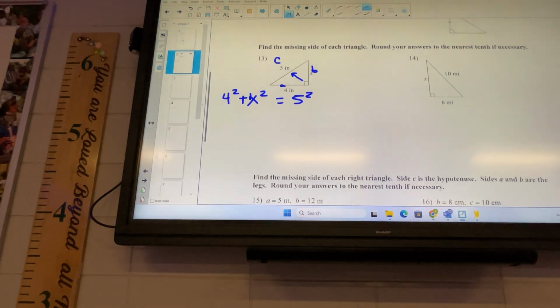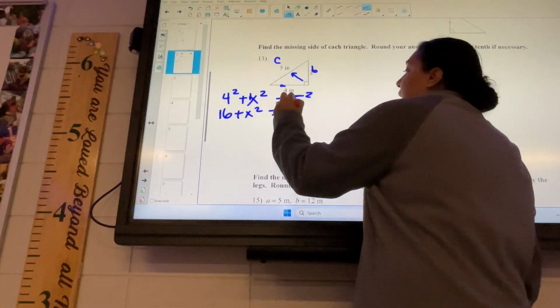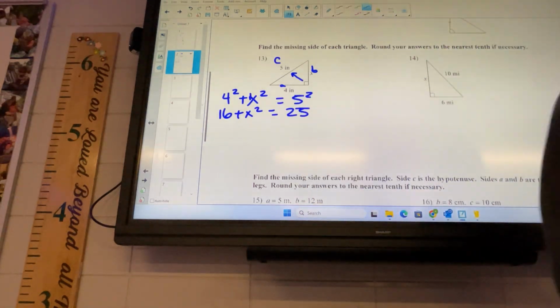I know you're tired. We're almost done. We just gotta go through 40. The rest are going fast. Okay, 4 squared is gonna be 16 plus x squared. 5 squared is gonna be 25.